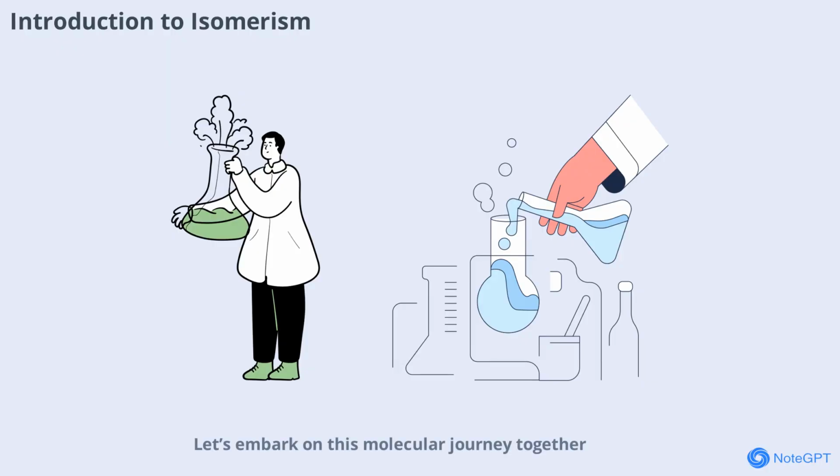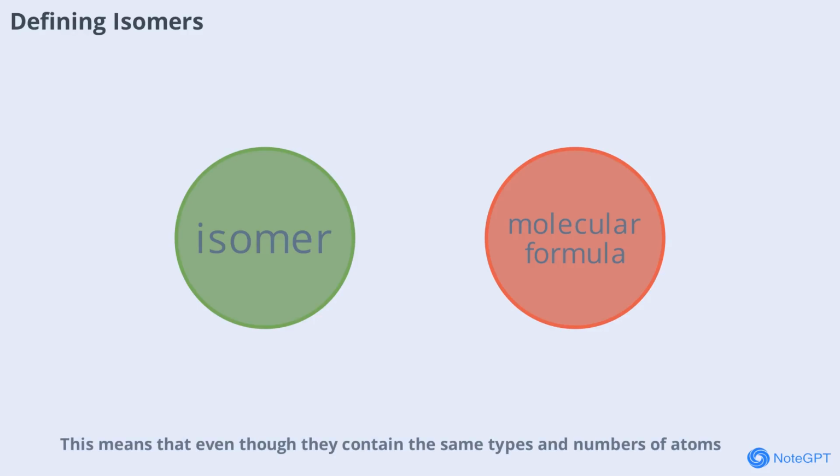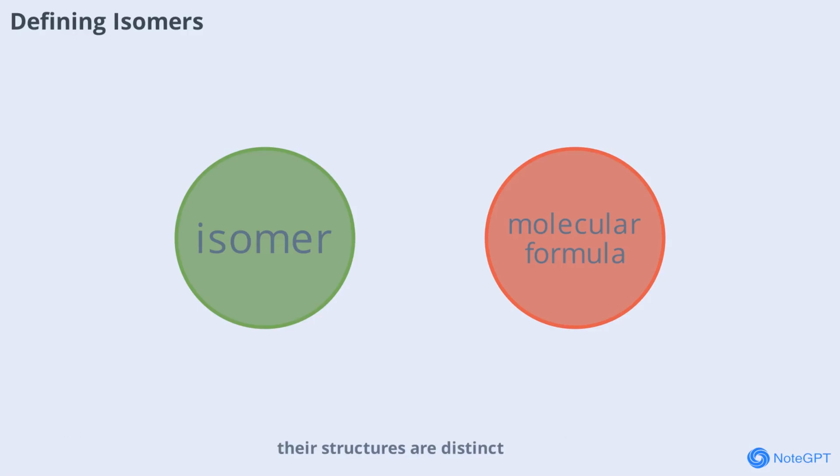Let's embark on this molecular journey together, starting with the basics of isomerism and its significance in the scientific world. Isomers are molecules that have the same molecular formula but different arrangements of atoms. This means that even though they contain the same types and numbers of atoms, their structures are distinct, leading to different physical and chemical properties.